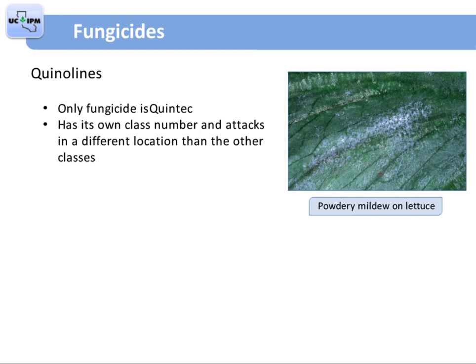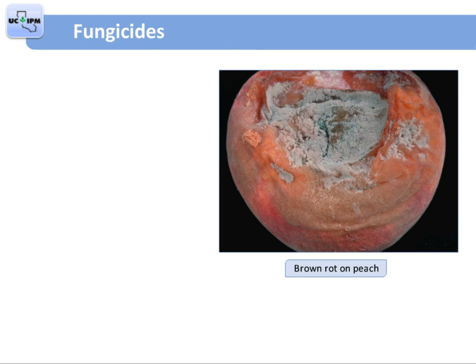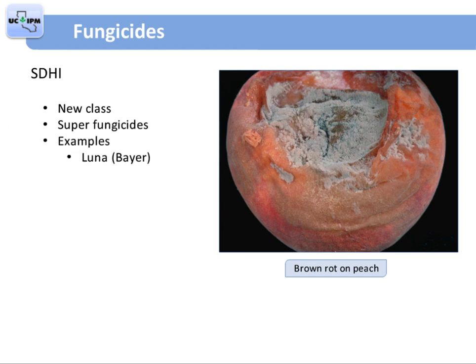There are also combination materials such as Pristine, Adamant, and Inspire Super. These are combinations of DMI fungicides and strobilurin fungicides. There are some new chemistries being developed. A new class of products that we have available is SDHI. These are really super fungicides. Bayer's product is Luna. BASF has one called Maravon. Other companies are now working to bring these products out as well. It can cost between $50 and $100 million to get these chemicals registered for use.